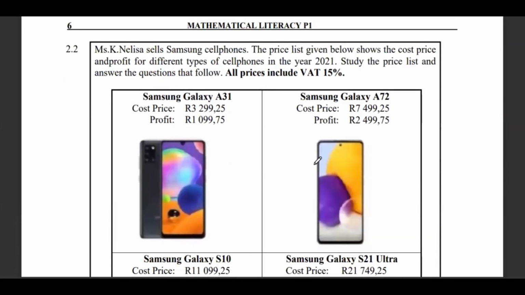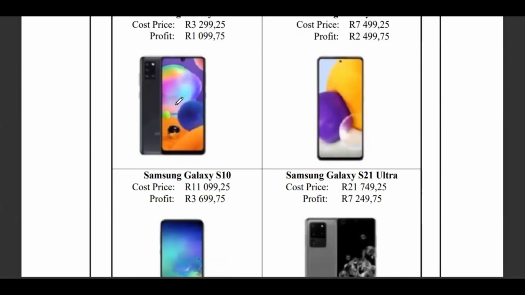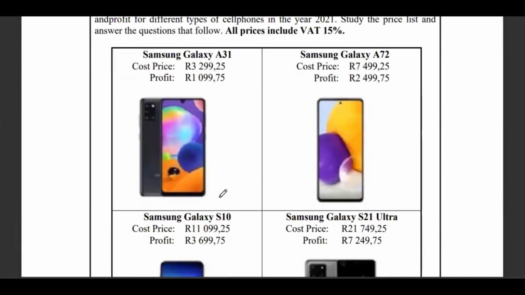All right, we go to this part. Question number 2.2. Mrs. K. Melissa sells Samsung cell phones. The price list given below shows the cost price and profit for the different types of cell phones in the year 2021. Study the price list and answer the questions that follow. All prices include VAT. This is still finance. Question number 2, finance. So we look at the type. We have those types of phones here.